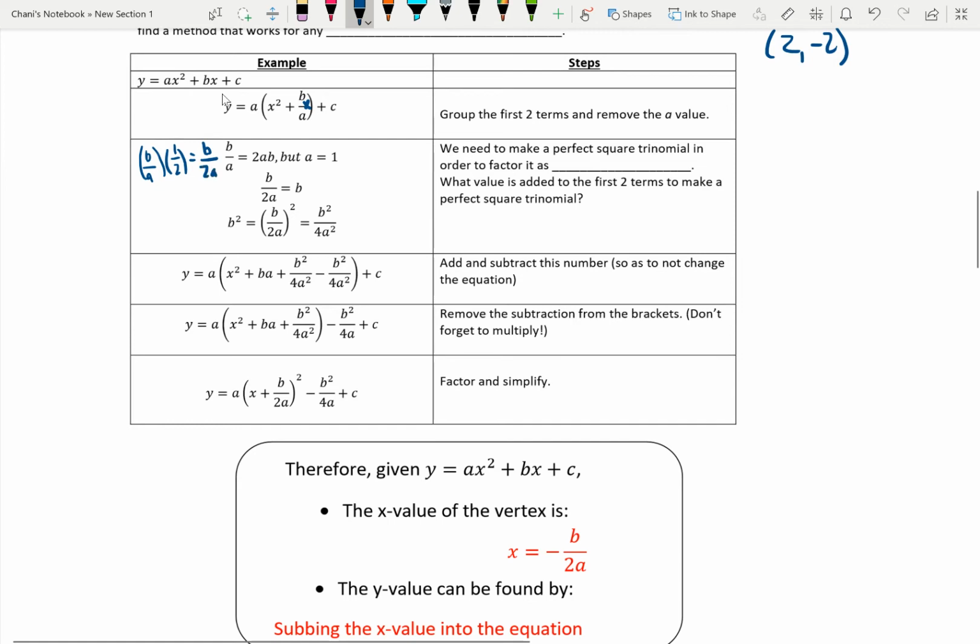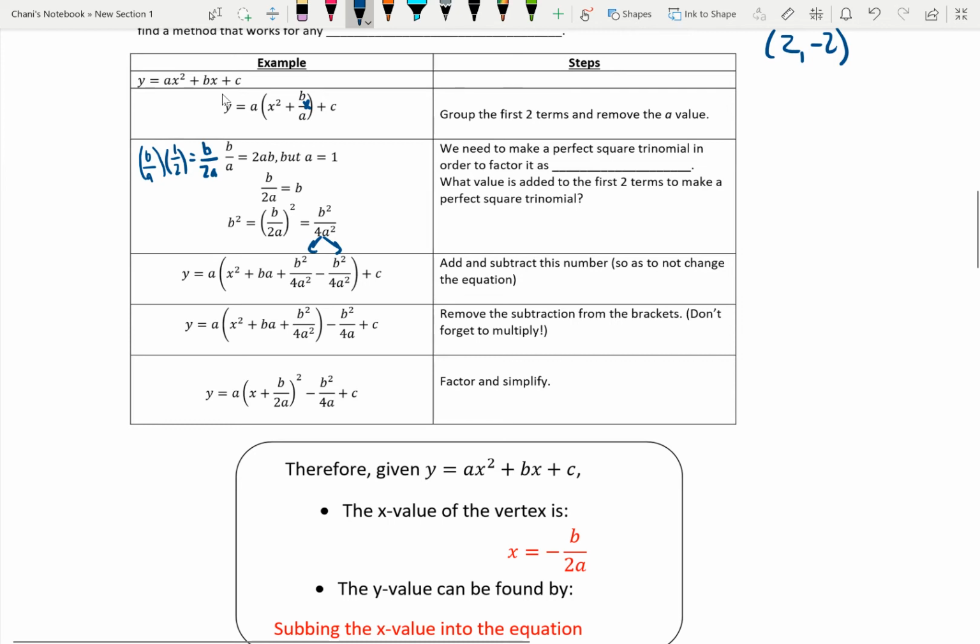Okay, and then you got to square that. So b over 2a all squared. You square the top to get b squared, and you square the bottom to get 4a squared. So that's what we're adding and then subtracting, okay, in order to get that perfect square trinomial.